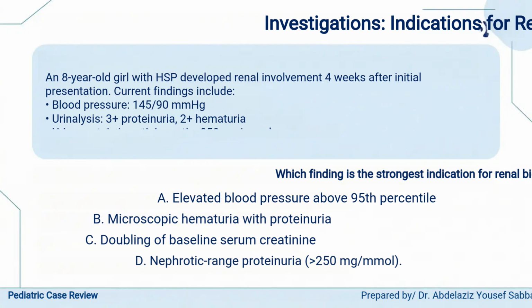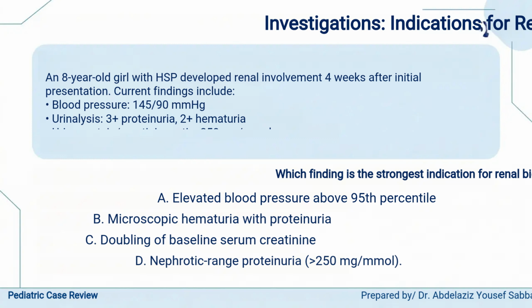Current findings include blood pressure of 145 over 90 millimeters of mercury, urinalysis showing 3+ proteinuria and 2+ hematuria, urine protein to creatinine ratio of 350 milligrams per millimole, and serum creatinine of 95 micromoles per liter, which has doubled from a previous value of 45 micromoles per liter.